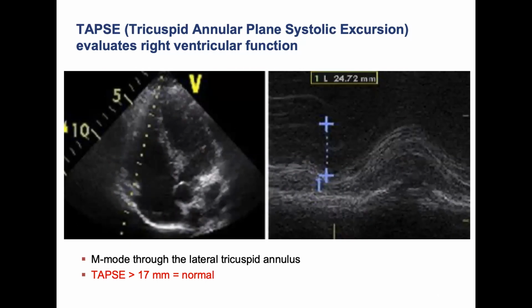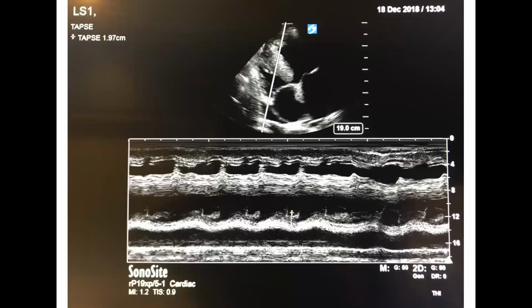Again, looking at the right ventricle, you would put M mode through the lateral annulus, and you would look at this excursion and measure this distance. And I put this in red because I think it's worth memorizing that a TAPSE greater than 17 millimeters is going to be normal.